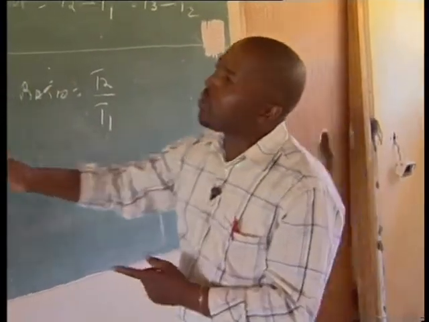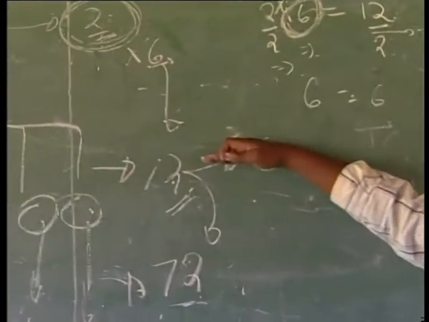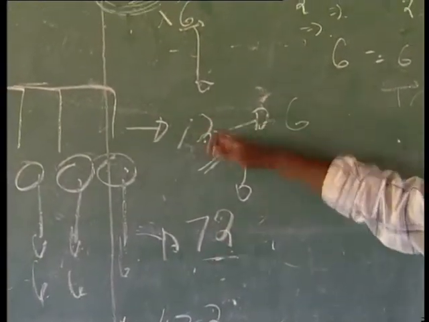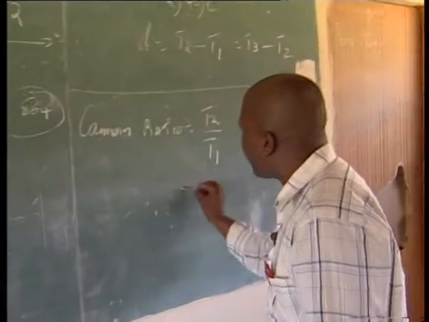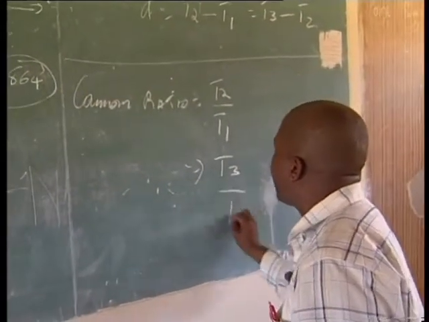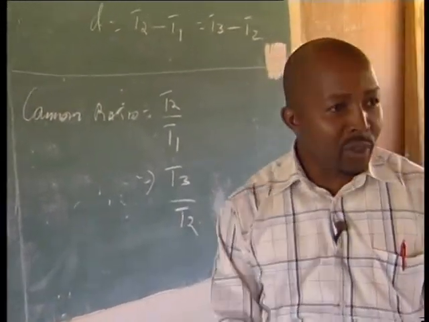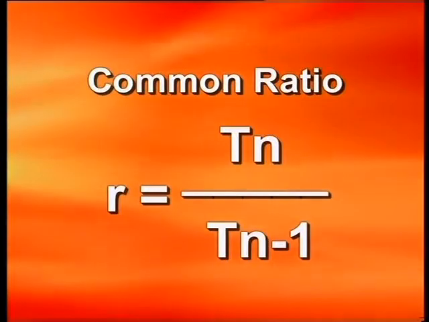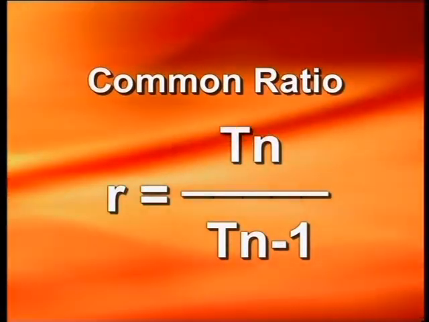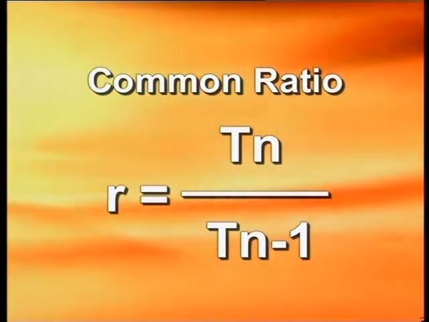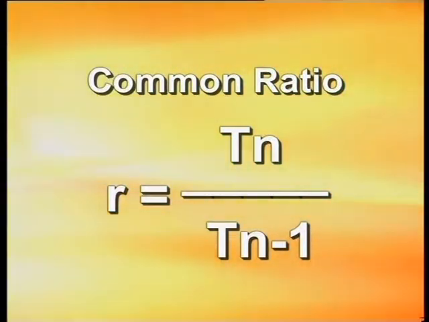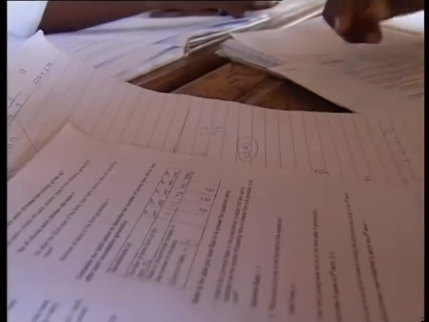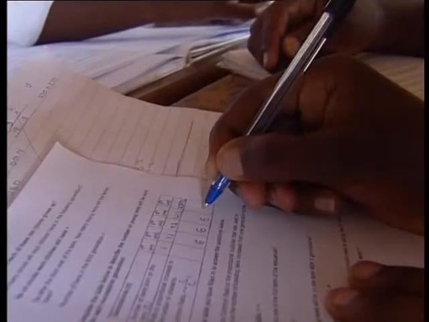And also the ratio between this term and this term, because this is the second and the third, will be term 3 divided by term 2. So you'll see the pattern. Let us use this formula to calculate. Learners use the formula for the common ratio: r is equal to Tn divided by Tn minus 1, where Tn is the nth term. In this way, the common ratio is determined to be 6.